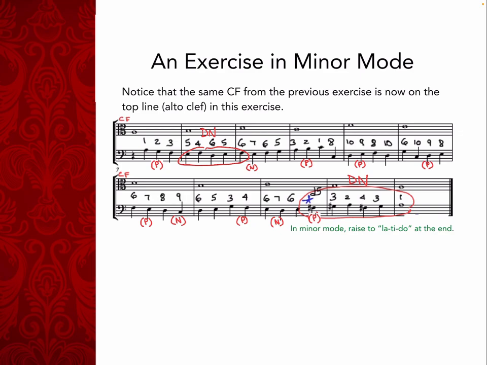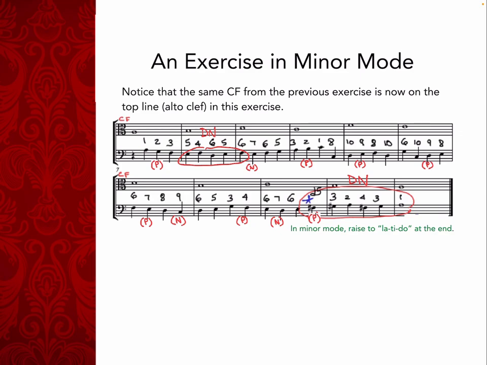Okay, here we go. 1, 2, 3, 4. 1, 2, 3. So this is the double neighbor figure right there. 7 is neighbor. 2 is passing. 9 is passing. 9 is passing. 7 is passing. This is neighbor.